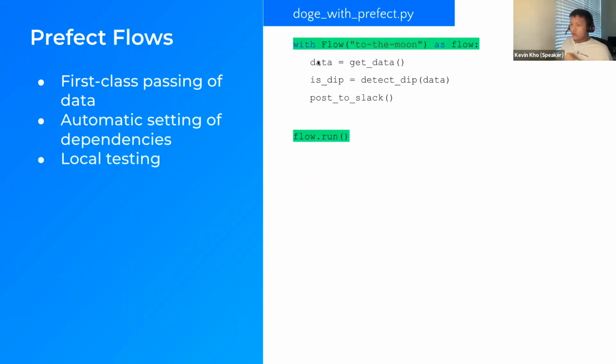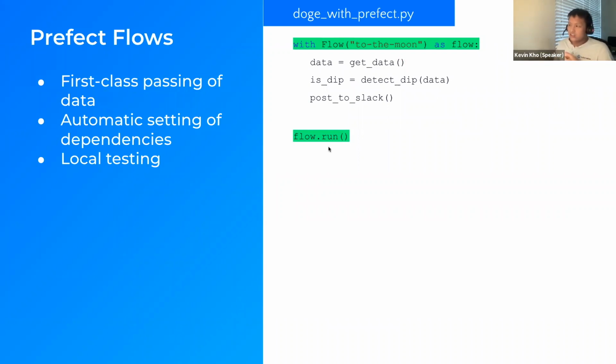And then a while ago, we had our loop. So now we just change it to this flow object and we say with flow as flow. And we have all these tasks that are called. And then we can do flow.run to execute it. And there are 3 important things here.